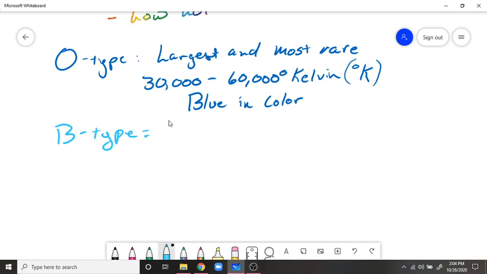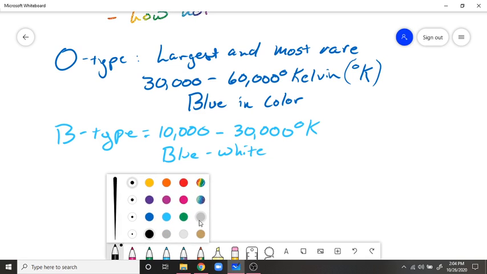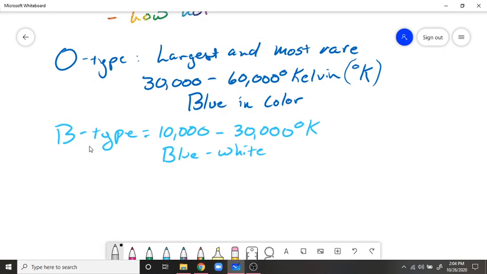The B-type star is the next smallest. Its temperature ranges from 10,000 to 30,000 degrees Kelvin. Still pretty hot. These stars appear to be blue-white in color. I guess we'll make it gray. Hopefully you guys will be able to see this.